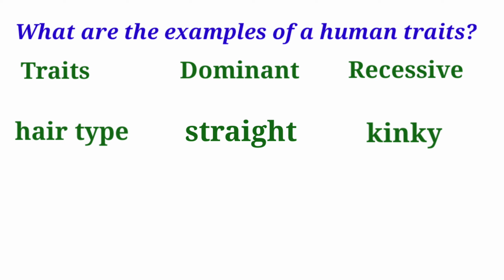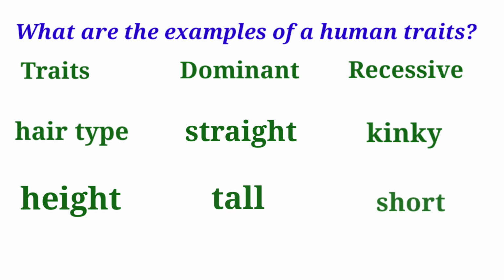One is the hair type. So, the straight hair is dominant over kinky. So, meaning kinky is recessive. Now, another example of traits is the height. Now, for the height, tall is dominant over short. So, meaning short is recessive. Okay? So, those are the examples of human traits. But there are still many other human traits.